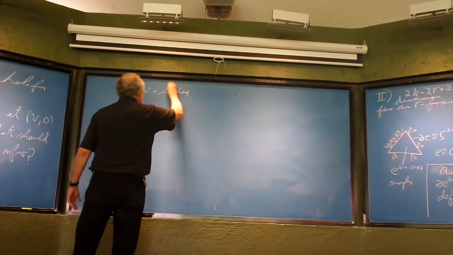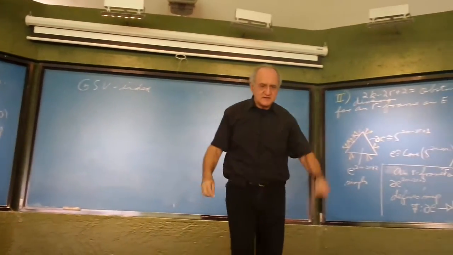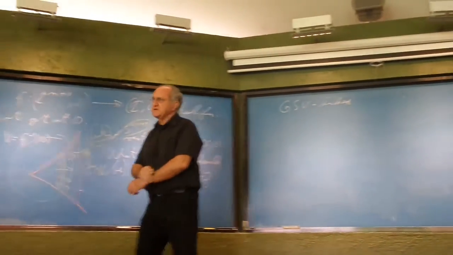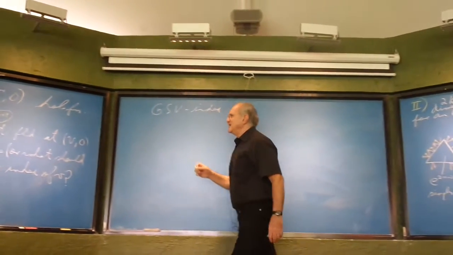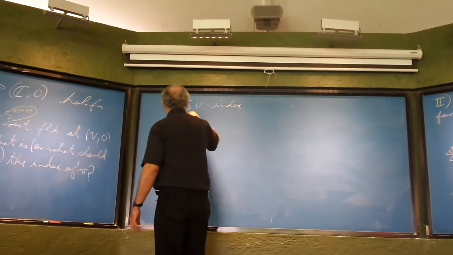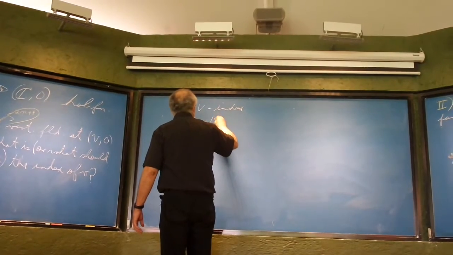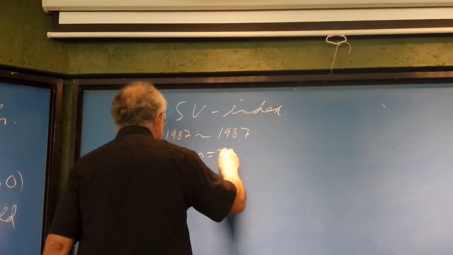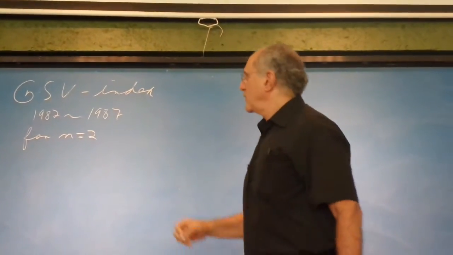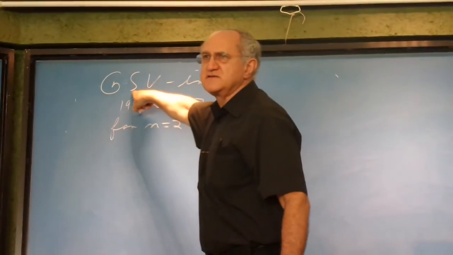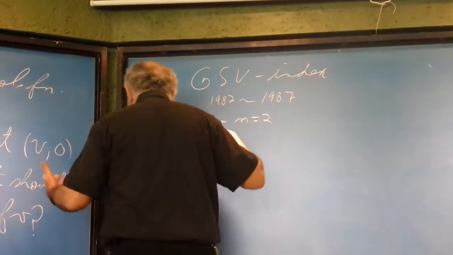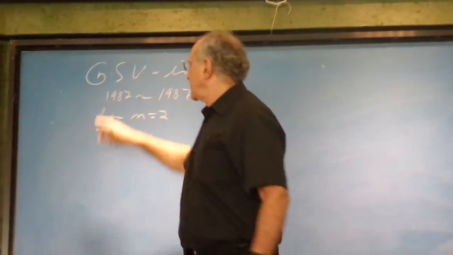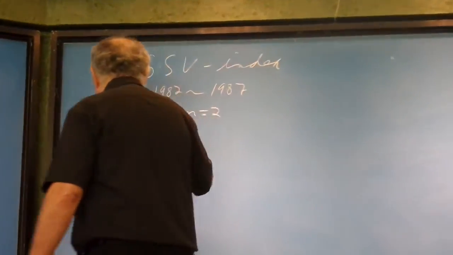This is an index that I worked on. It was somehow a natural outcome of my PhD thesis a few years ago. It was in 1982, and then published in 1987, for the case n equals 2. Then later, it didn't look very interesting, I didn't know what to do with it. But then, through discussions with Gomez-Mont and Berkowski, we published an article.